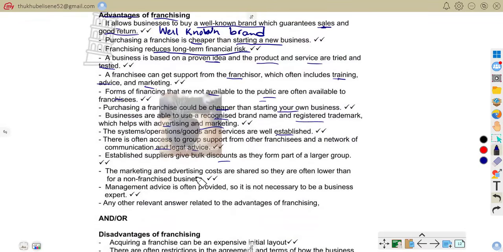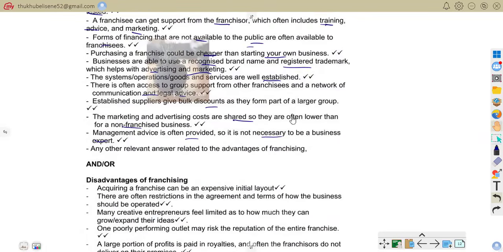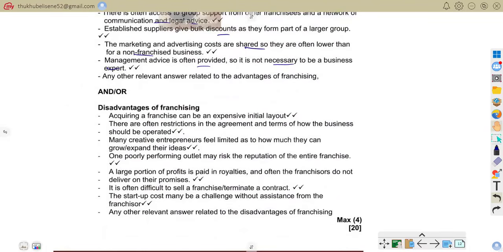Also, the marketing and advertising costs are shared, so they are often lower than for non-franchise businesses. Management advice is often provided, so it is not necessary for a business owner to be a business expert. You don't need to be a business expert because there is advice that you're going to get from the franchisor. Since we are talking about the impact of franchising, you have to talk about the disadvantages as well.